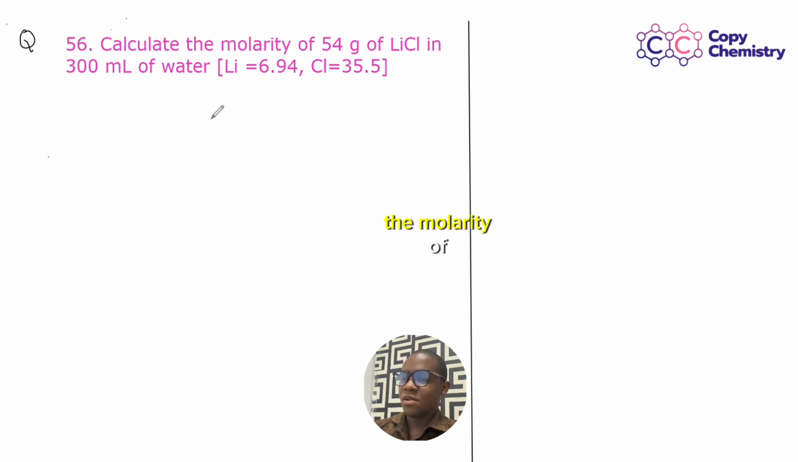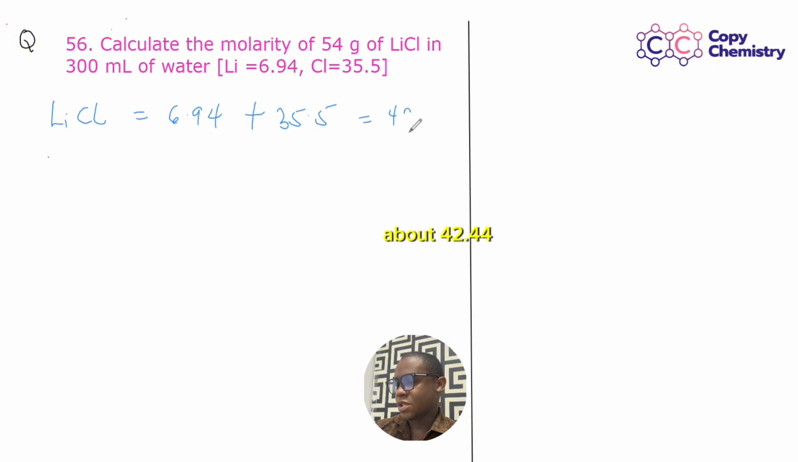Calculate the molarity of LiCl. Let's quickly get the molar mass of LiCl, shall we? So Li is 6.94, that's lithium. And then your chlorine is 35.5. If you do that, you should have about 42.44 grams per mole. Let's leave that aside.